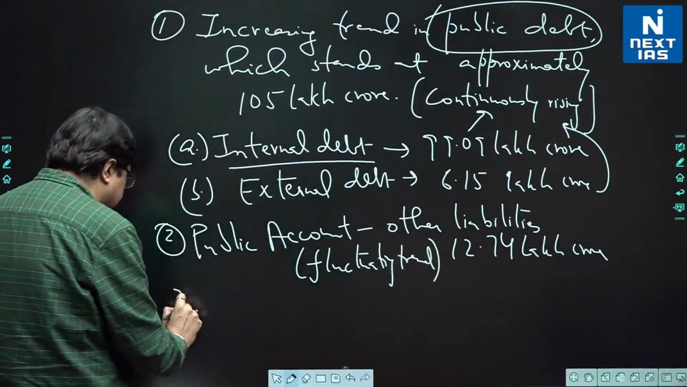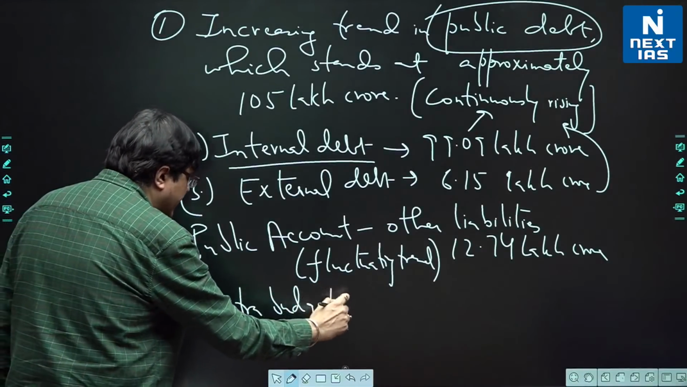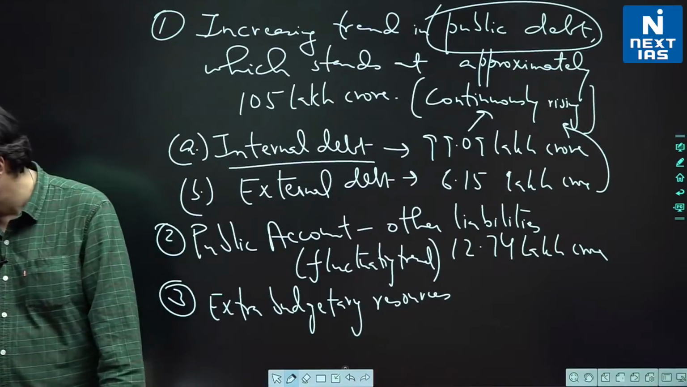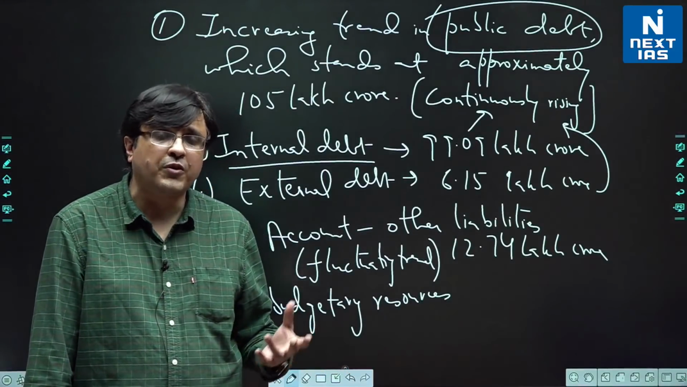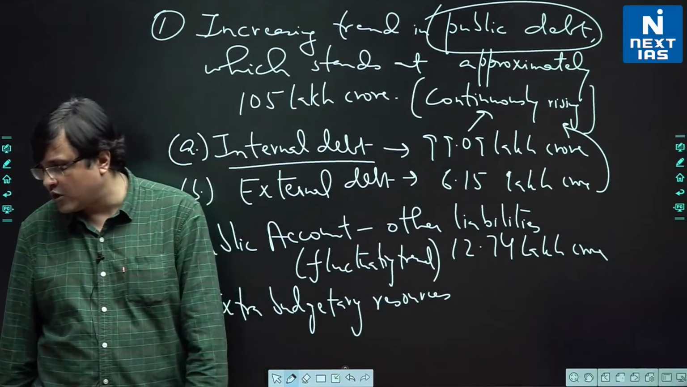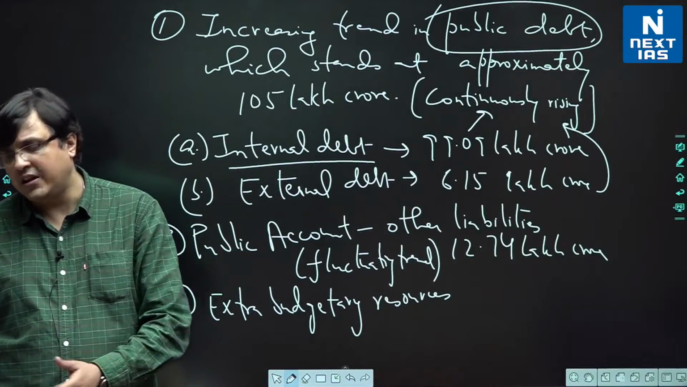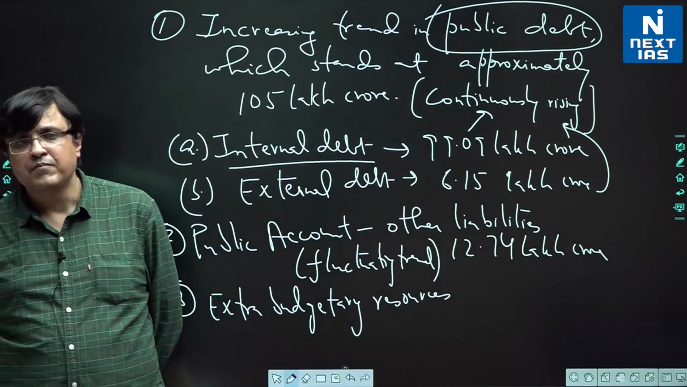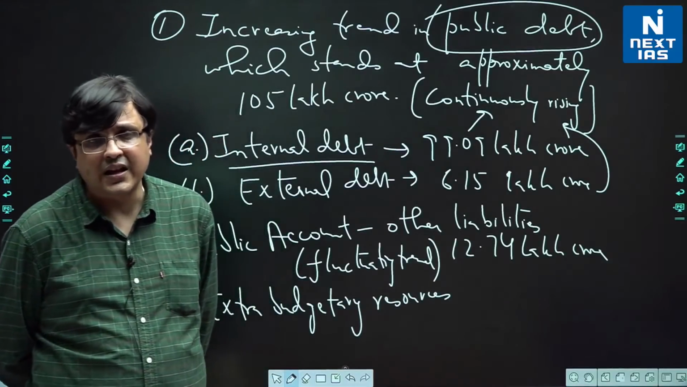The extra budgetary resources, like national small saving funds, that is one extra budgetary resource. Another extra budgetary resource is something like the payment dues to Fertilizer or Food Corporation of India. We see the extra budgetary resources have shown a heavy decline between 2014 to 17, but after that, till 2020-21, we see them rising again. In the provisional estimates we see them rising again. So they again show a rising trend.